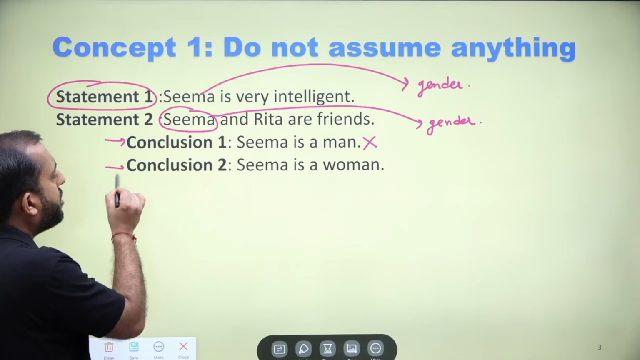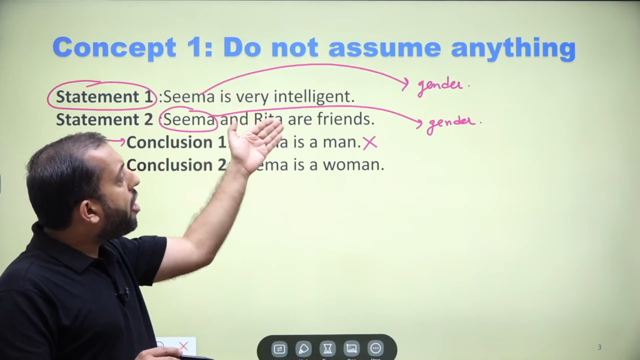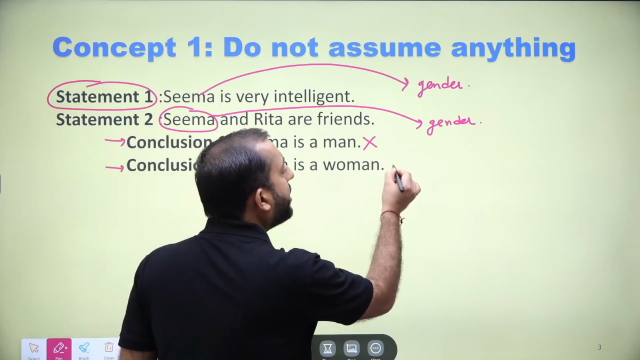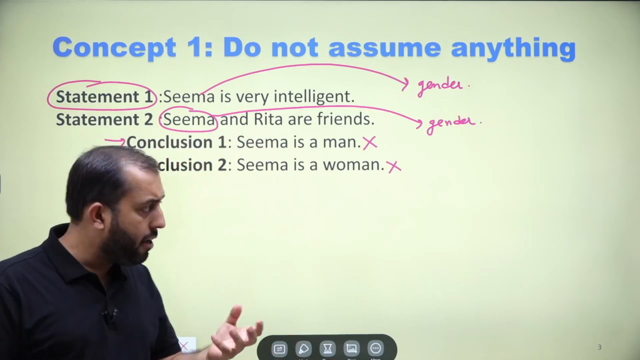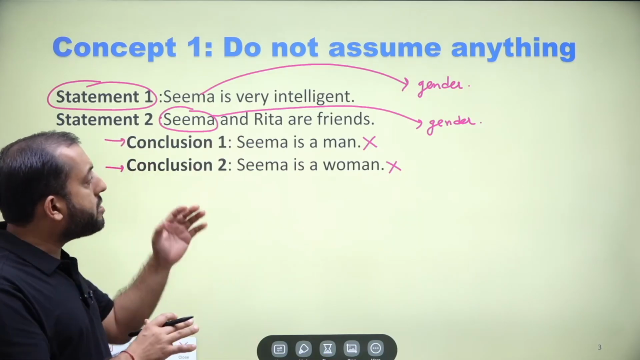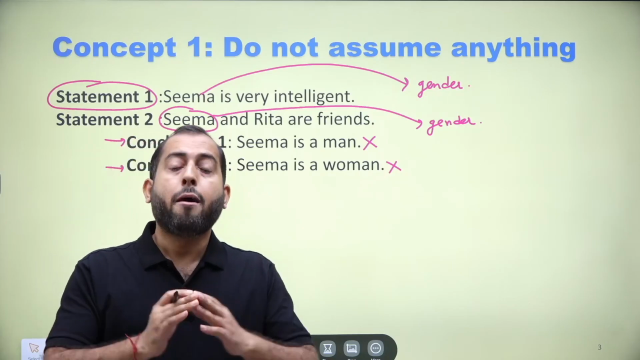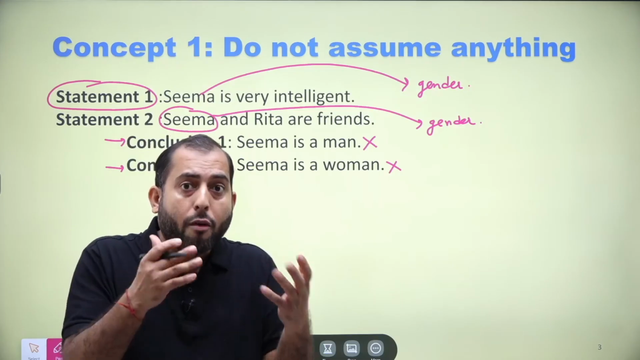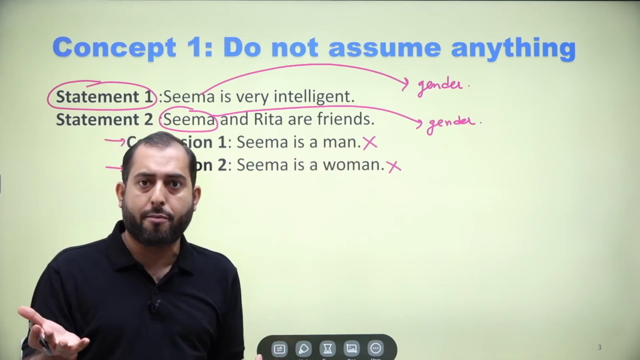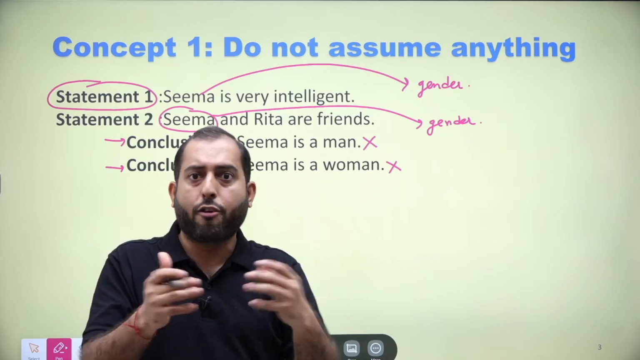Now, let's talk about conclusion 2. Since neither in statement 1 nor in statement 2 the gender of Seema is defined, we cannot say that conclusion 2 should be valid or should follow. So we can see neither conclusion 1 nor conclusion 2 should be the answer. But now some of you might say, sir, if Seema is not a man and Seema is not a woman, then how is it possible? In this world, either people are men or women. This kind of scenario is there.